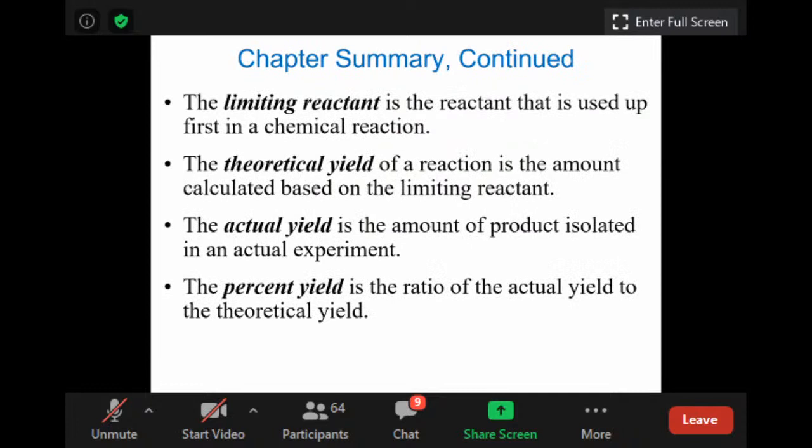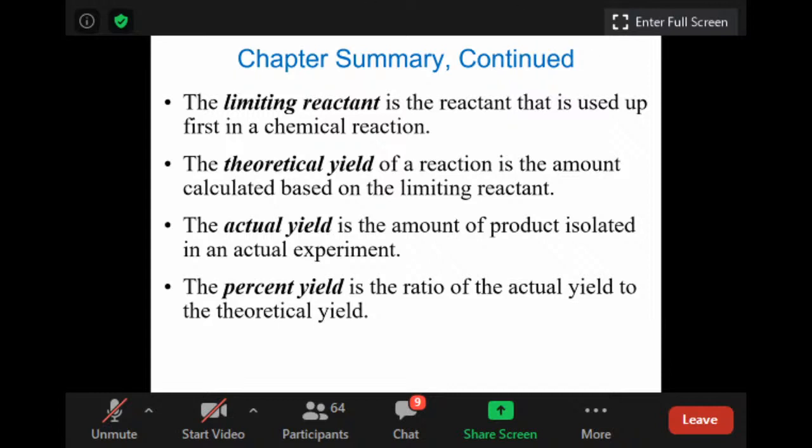All right, limiting reactant. What is it? It's a reactant that is used up first in a chemical reaction. Used up first. Once it's done, nothing else goes on because it's not there to keep it going. The theoretical yield of a reaction is the amount calculated based on a limiting reactant. So to get a theoretical yield, you got to do the limiting reactant concept. Otherwise, you cannot determine the theoretical yield.